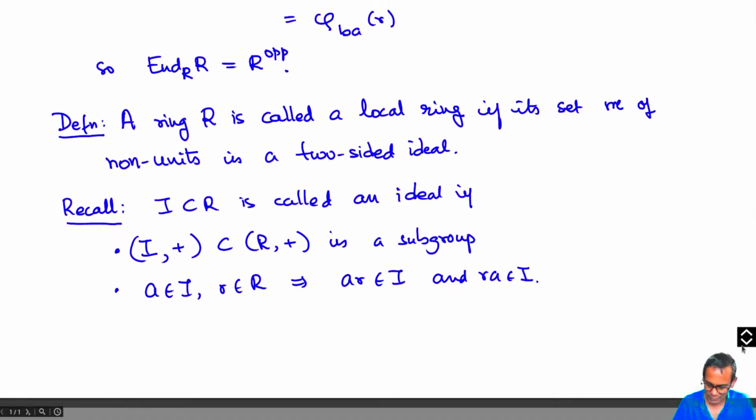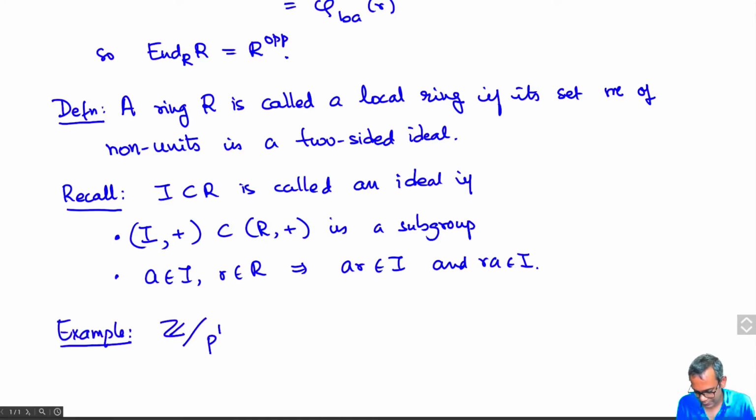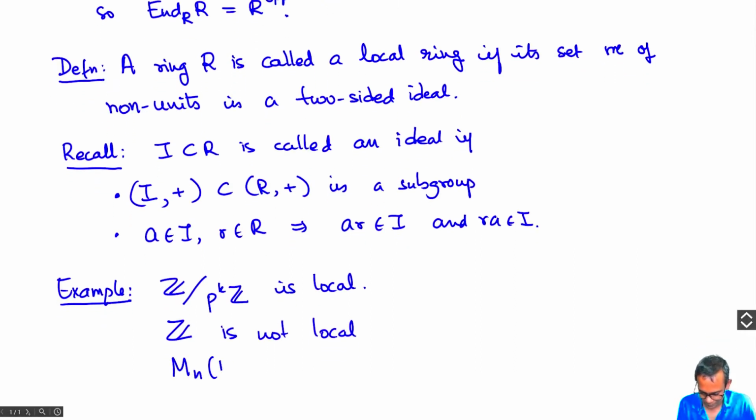Okay, so let's just look at some examples to fix this notion. Z mod p^k Z is local. The non-units are precisely the elements which are multiples of p, and so they form an ideal here. Z is not local, and matrices, let's just stick to fields for now.